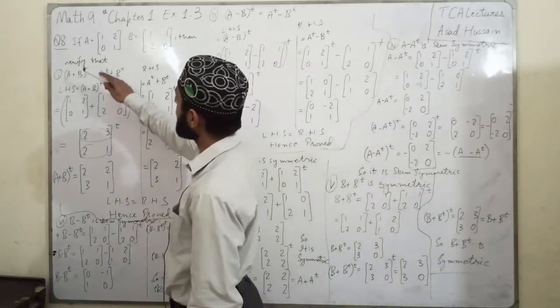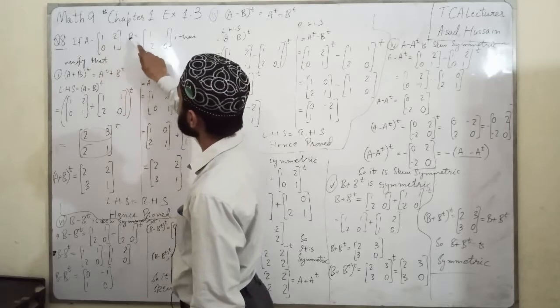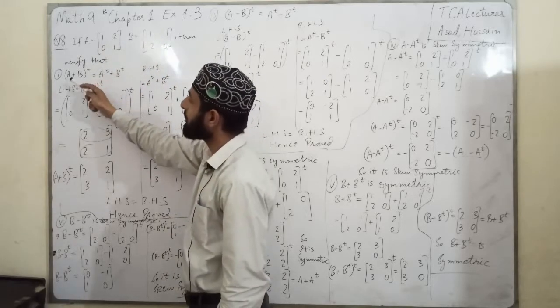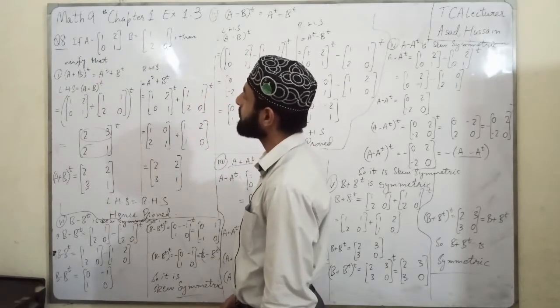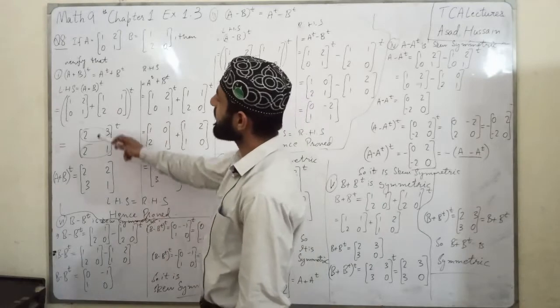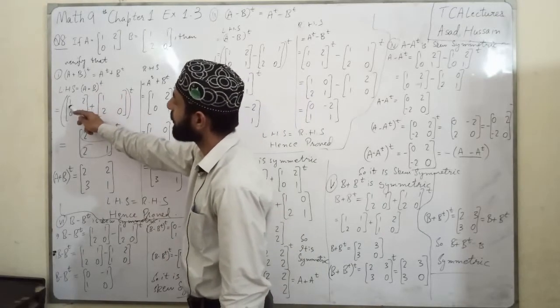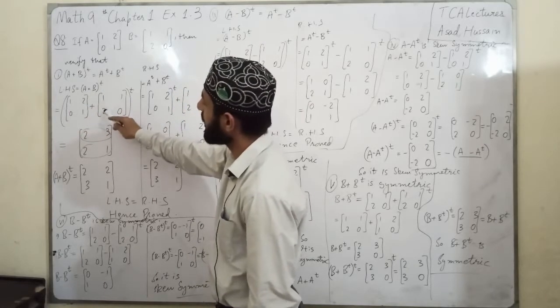In question number 8, the question states: if A is equal to [1 2; 0 1], B is equal to [1 1; 2 0], then verify. For the first part, we have (A plus B) whole transpose is equal to A transpose plus B transpose. The left hand side states (A plus B) whole transpose. Putting the value of A, which is [1 2; 0 1], plus the value of B, [1 1; 2 0].